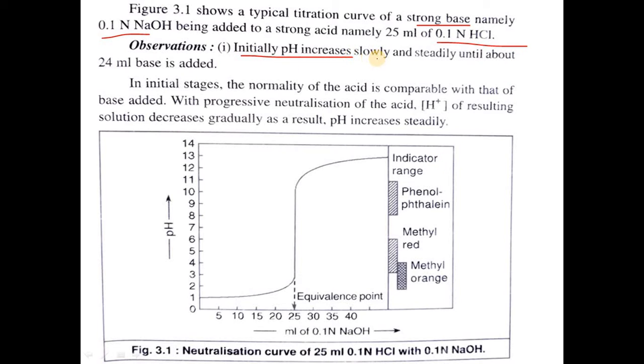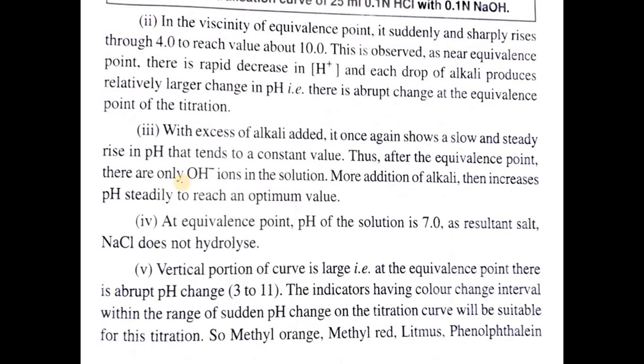Then there are observations. Initially pH increases slowly and steadily until about 24 ml. In the initial stage, the normality of the acid is comparable with that of the base. With progressive neutralization of the acid, when we add NaOH solution, the H+ ion concentration decreases and the pH of the solution goes on increasing.